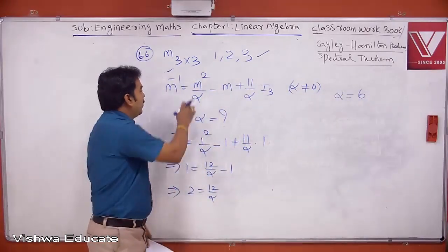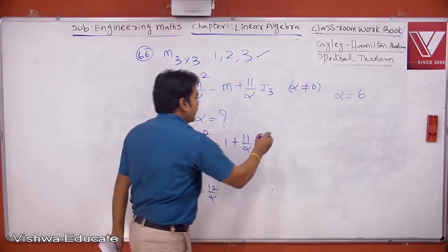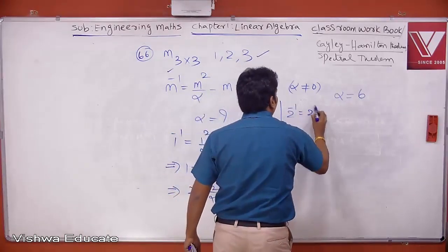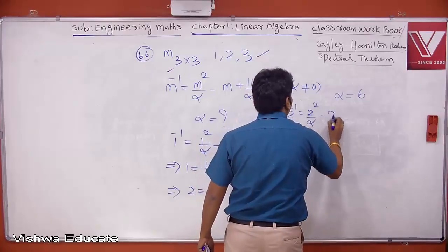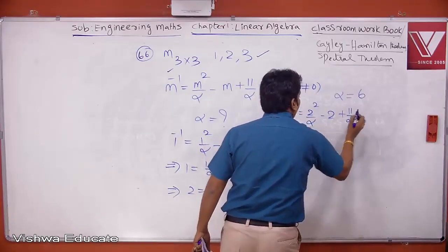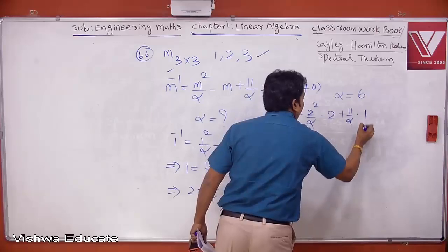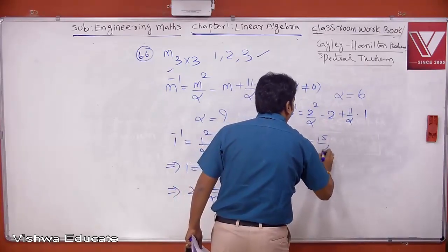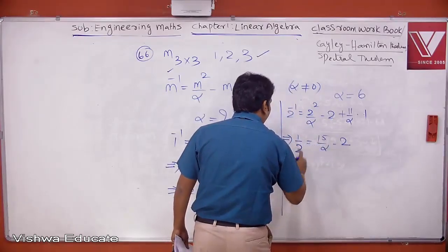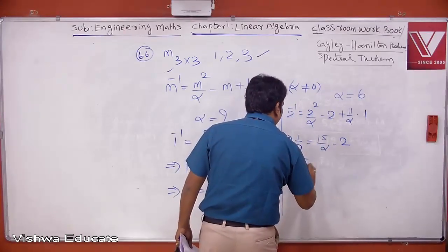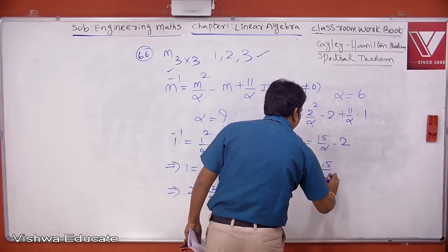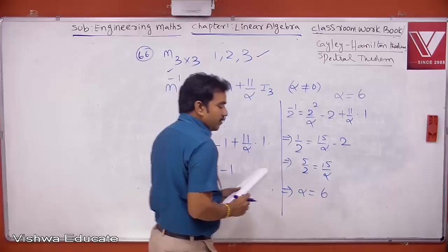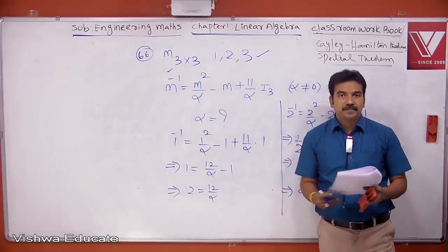Even you can replace M by 2 also. Let us see. Replace M by 2, any eigenvalue. So 2 inverse equal to 2 square by alpha minus 2 plus 11 by alpha into eigenvalues of the identity matrix, which are 1 only. So this implies 1 by 2 equal to 15 by alpha minus 2. This implies 1 by 2 plus 2, so this is 5 by 2 equal to 15 by alpha. Therefore you will get alpha equal to 6. This is by spectral theorem. Note this.